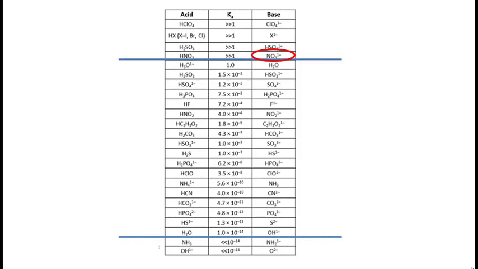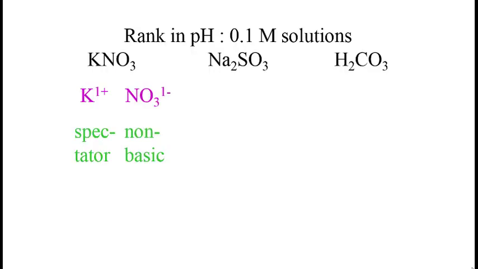All of those bases are even weaker than water. We said that they are non-basic. For the purposes of this question, that means for us that nitrate does not affect the pH of an aqueous solution to any appreciable extent. Our prediction for this solution is neutral, with a pH of around 7.